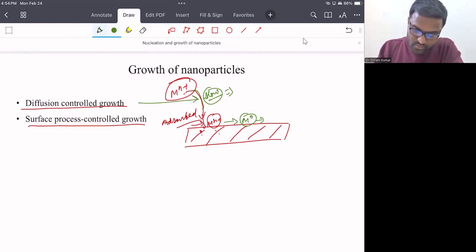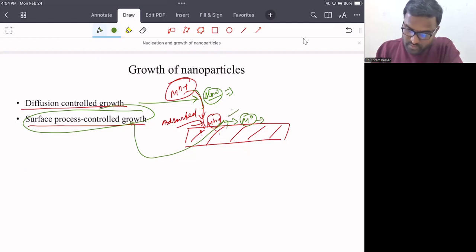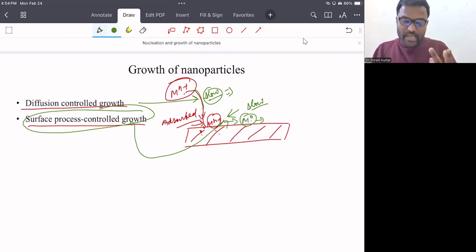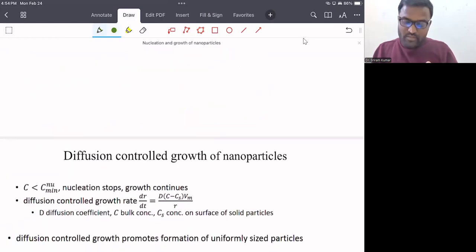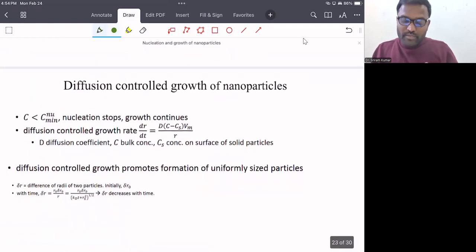And the second kind of process is about the surface process control. If this is the slower process, in that case, this process is called the surface process control process. In this case, this process is faster and this is the slower process. So we have two kinds of process.